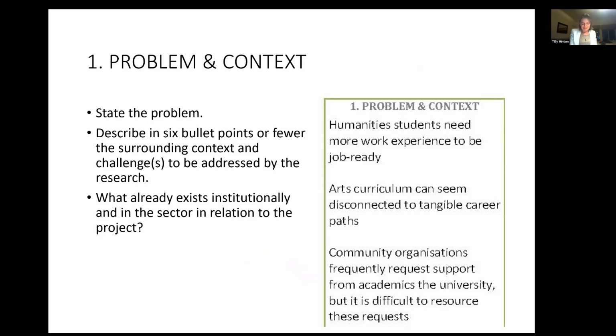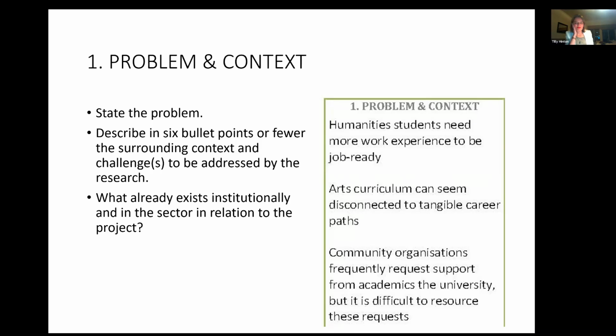So the very first one is to identify the problem and the context. Institutions want to fund projects that address a living, real problem, something more than just, you know, this would be an interesting thing to know more about. There's got to be a pain point, something that's going wrong that makes it worth spending some money on.